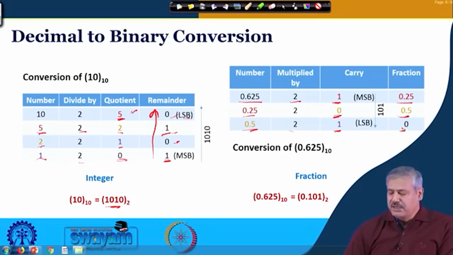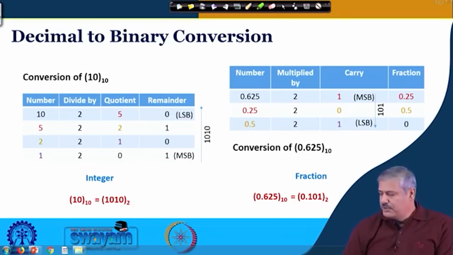Okay. So after that there is no further fractional part available. This time we will go from top to bottom. The topmost one is the MSB, in the sense that it comes right after the binary point, and the bottommost one is the LSB. So 0.625, its corresponding binary equivalent is 0.101. So this is the way decimal to binary conversion is done.